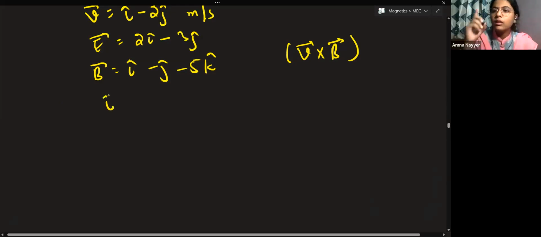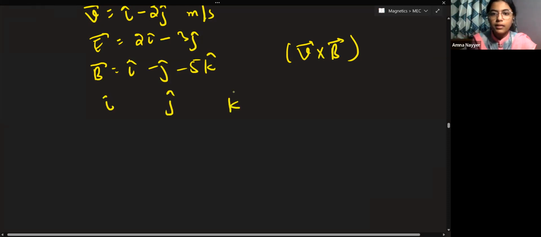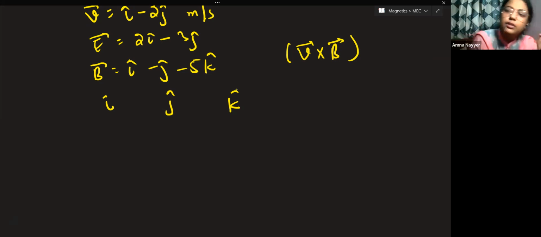So let's write all the Cartesian form first: I cap, J cap, and K cap. First, which vector are we putting? V. Don't ever reverse the order. If it is given as V cross B, then write V first and then B. Don't interchange it. As we have discussed, I cap cross J cap gives you K cap, but J cap cross I cap gives you minus K cap. So everything gets changed.